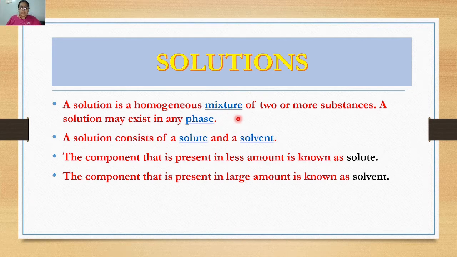For example, in salt solution, the salt is evenly distributed in the solution. A solution consists of two components, solute and solvent. The component which is present in less amount is known as solute, whereas the component which is present in large amount is known as solvent.